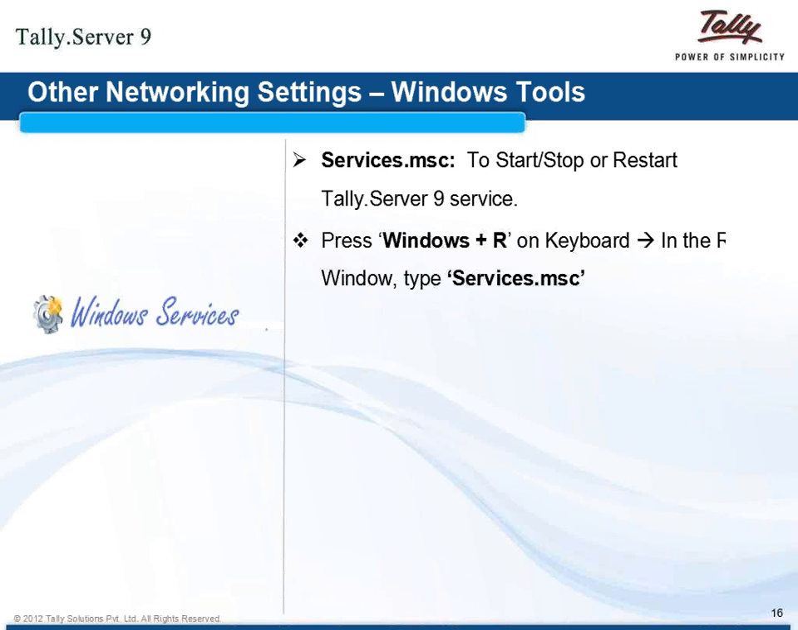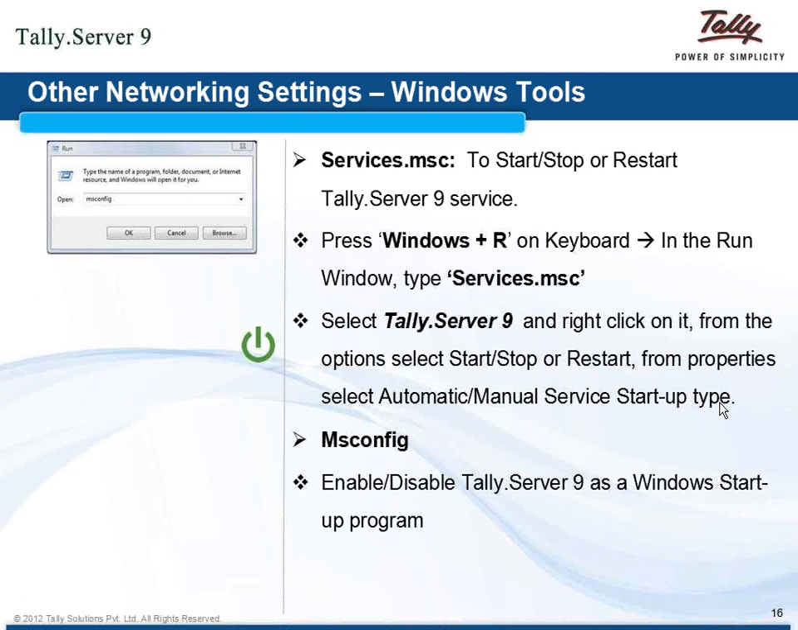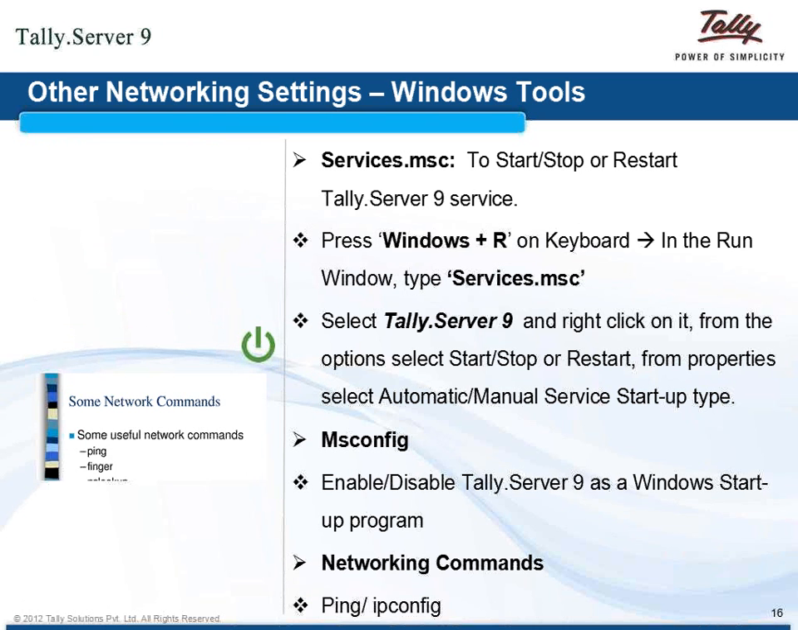We can press Alt R for the run command, and type services.msc to go to Windows services, and we can select Tally Server 9 and right click on it. From the options we can select start, stop or restart, and from properties we can select automatic or manual service startup type. We can also enable or disable Tally Server 9 as a Windows startup program. Networking commands, we can ping whether the license server is running. All these details we can check in the network commands.